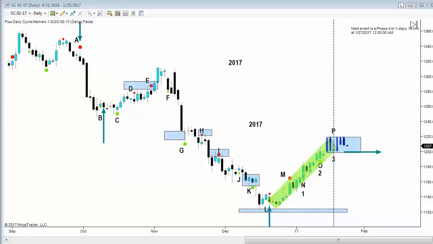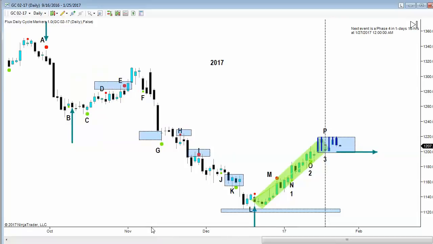So good morning. Today is January 25th, 2017, and I've been studying a pattern in the daily cycle markers in the daily end of day bars for gold futures. And today in the upper right hand corner you'll see that we have the 0217 contract. And I woke up early this morning and had a feeling that I was going to see something important if I would just get out there and look.